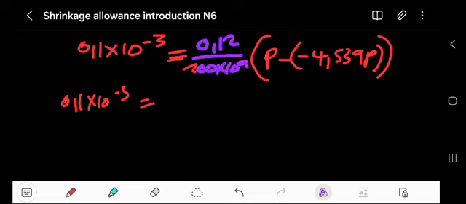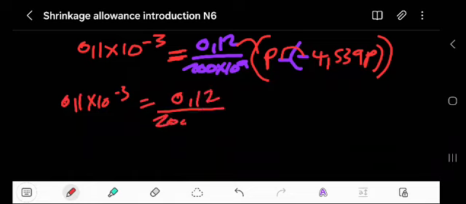Punching this, or you can distribute that. Okay, let me distribute. This will be positive, the negative like that will be positive. Then I distribute this, there will be 0.112 over 200 times 10 to the power of 9 P, right? But also if I distribute that negative will have positive.